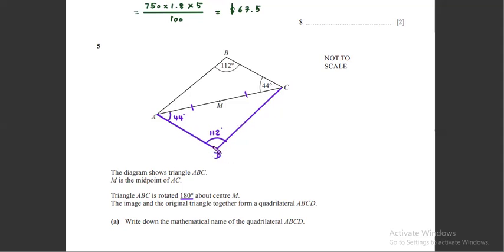And so this cannot be a kite as well. Therefore, this is going to be a parallelogram. The reason why this is a parallelogram is because the opposite angles are equal and the opposite angles look parallel as well when we rotate it. At the same time, the opposite sides are equal as well. Therefore, this will be a parallelogram.